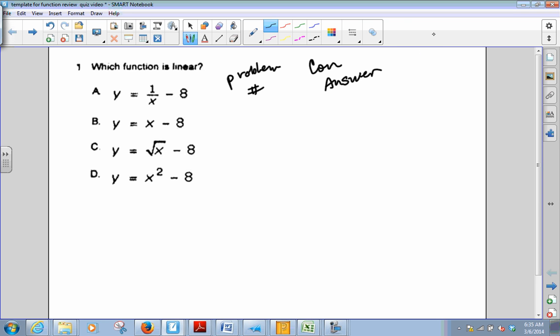And then the third column is the most important one. This is actually how you're going to get your points back. It says in capital letters, specific reason why your answer is not correct.